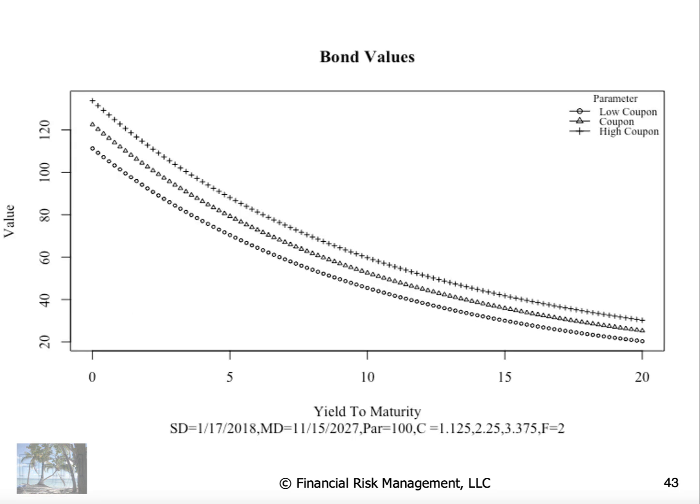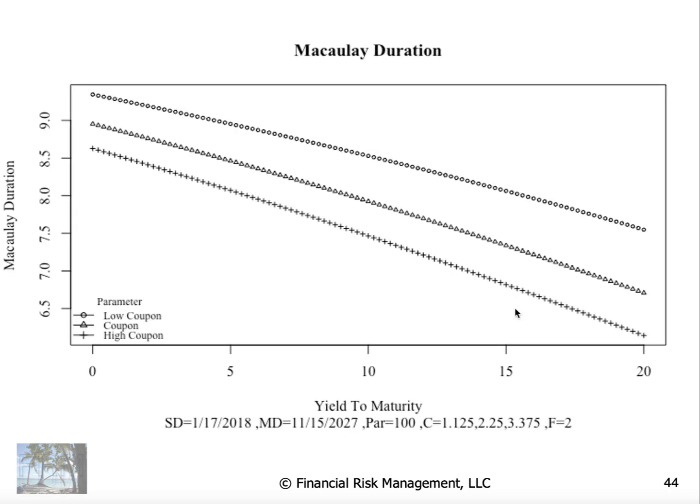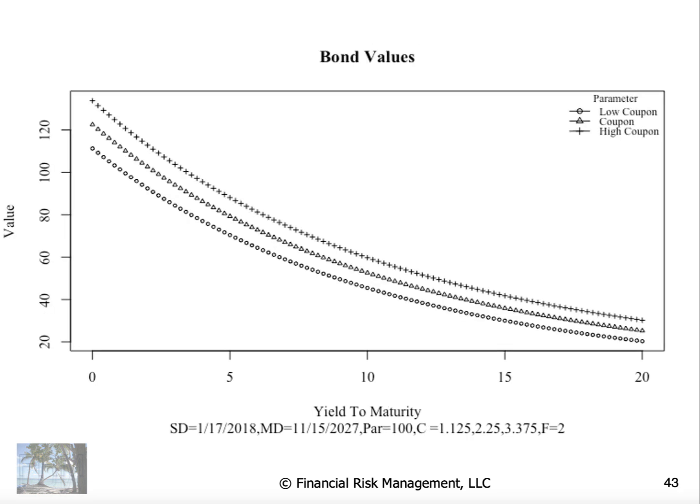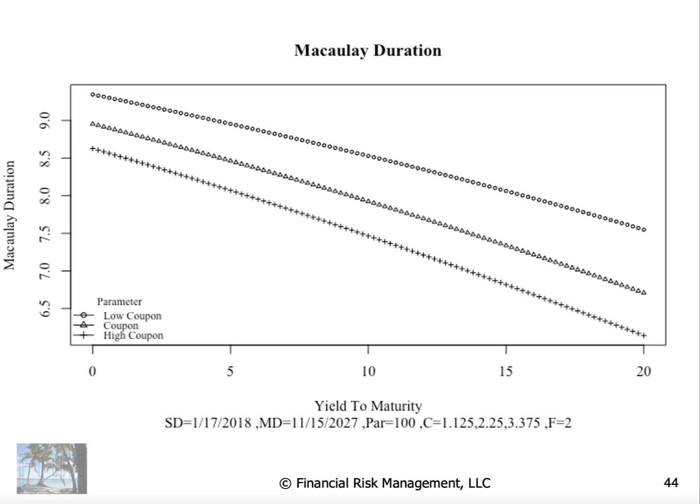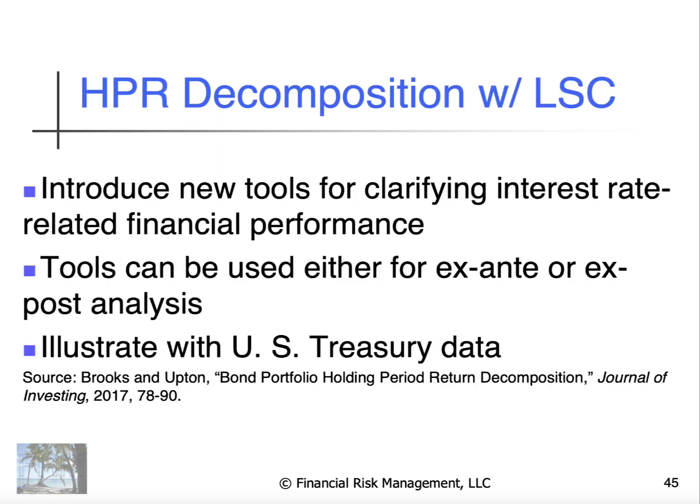And so the bond value, the yield to maturity versus the value for a low coupon, normal coupon and a high coupon, 1.125, 2.25, and 3.75. We note different bond values and sensitivities. Macaulay's duration, we have the same sort of pattern. Remember, the Macaulay duration assumes a parallel shift in the curve.